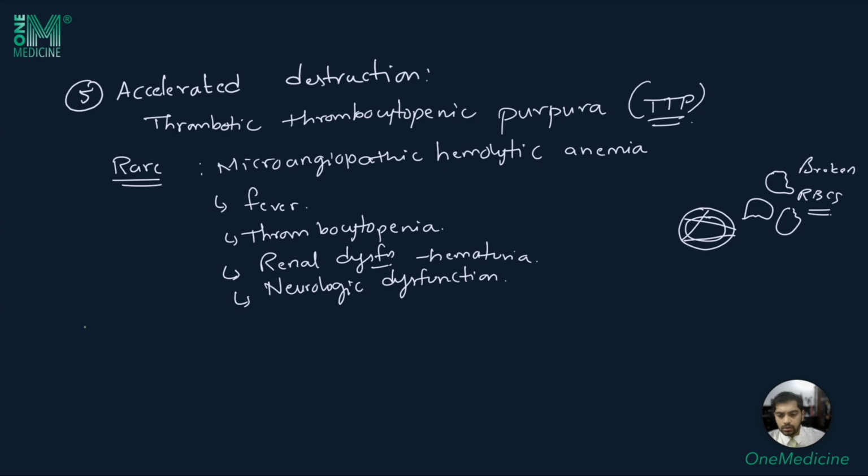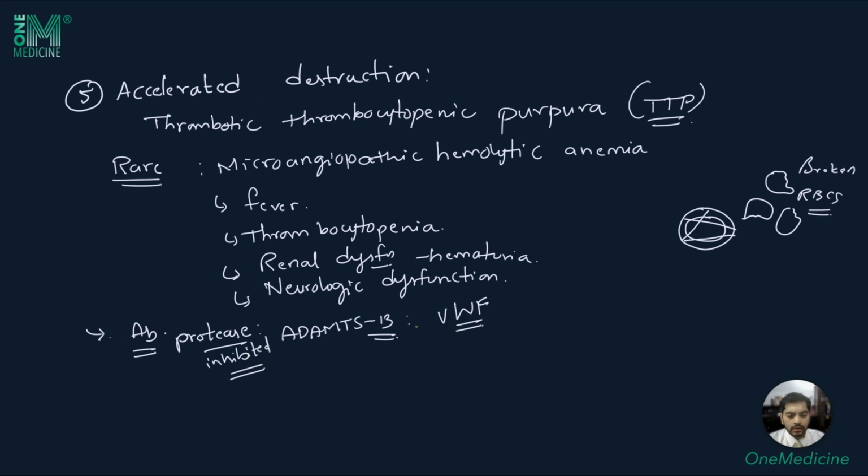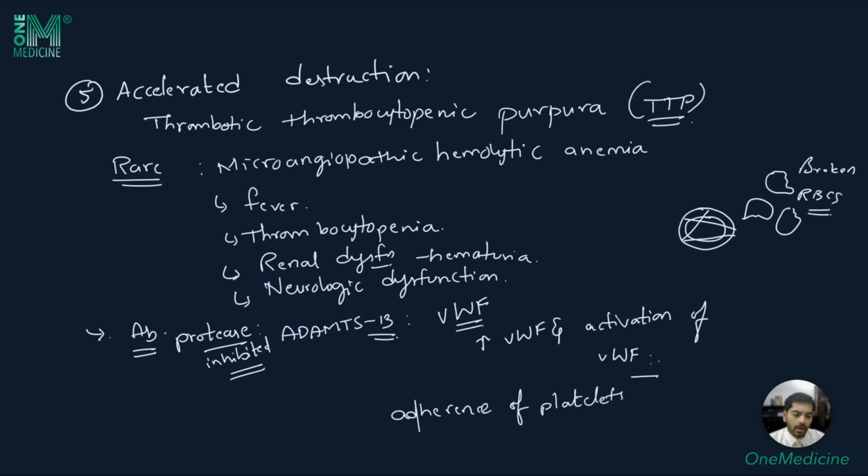Let's look at the pathophysiology of TTP. This happens because of antibody formation towards a particular protease called ADAMTS13. This protease cleaves von Willebrand factors normally, and because of the antibody production, this protease is inhibited, and this leads to increased formation of von Willebrand factors and activation of von Willebrand factor. This leads to adherence of platelets and formation of these clots, as we see in this picture.